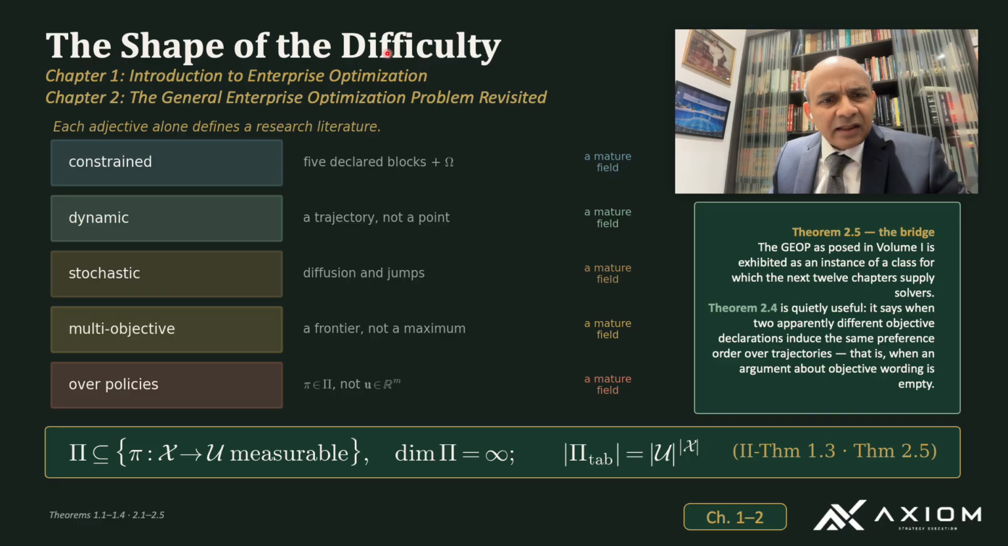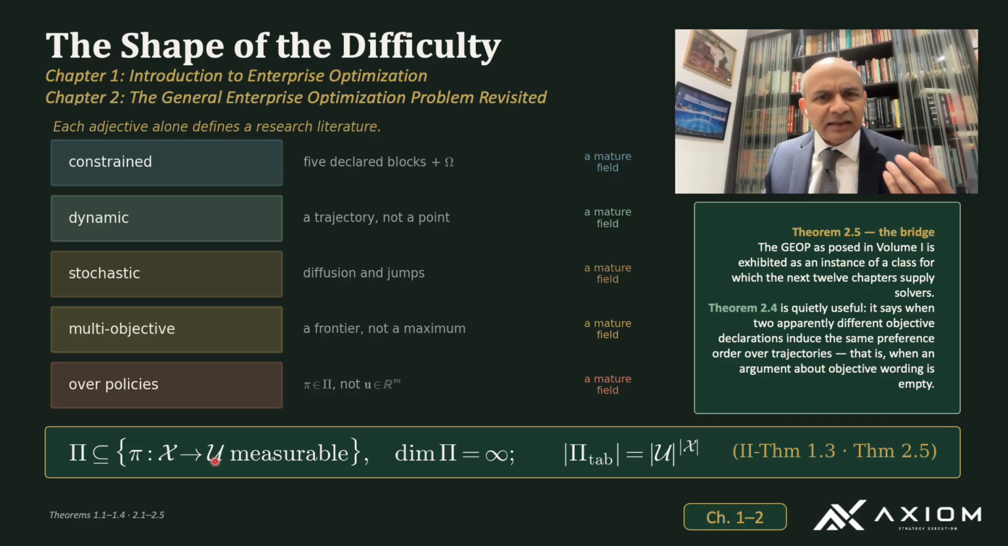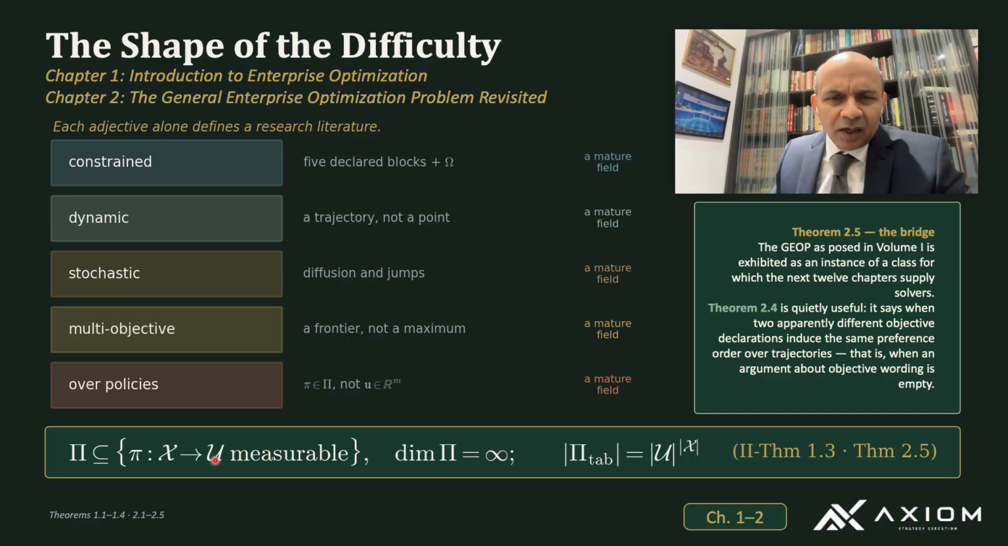So let's have a look at the equation at the bottom over here. The policy class, capital Pi, maps X to U, measurable. This says an enterprise policy, Pi, is a measurable rule that maps each possible enterprise state X into a management action U. A policy tells management what action to take in every possible state of the enterprise.